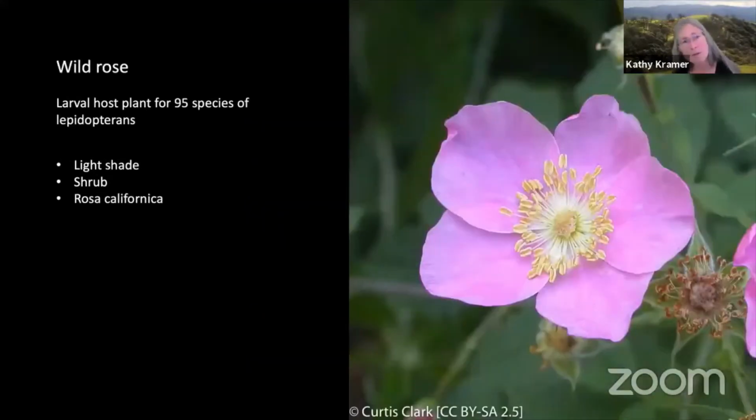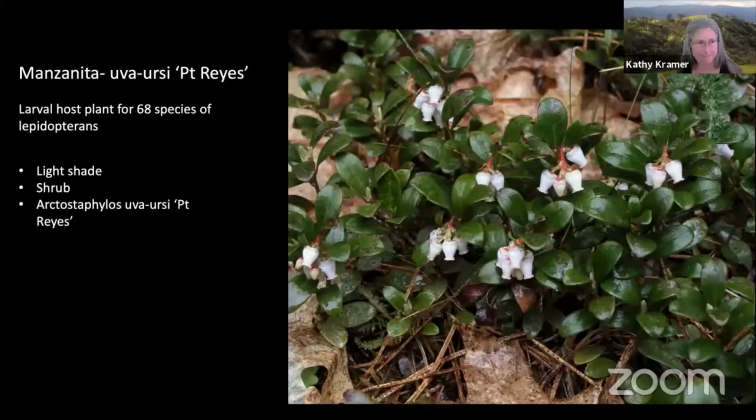Here's our own local wild rose. It has a beautiful scent. It's a larval host plant for 95 species of butterflies and moths, and it will do well in light shade. Manzanita, the Uva ursi Point Reyes, is the larval host plant for 68 species. So this is the early bloomer in the garden. This will start blooming December, January, maybe February. Bees love it. So do hummingbirds. It will do well on the right side of my driveway in the light shade of the buckeye.